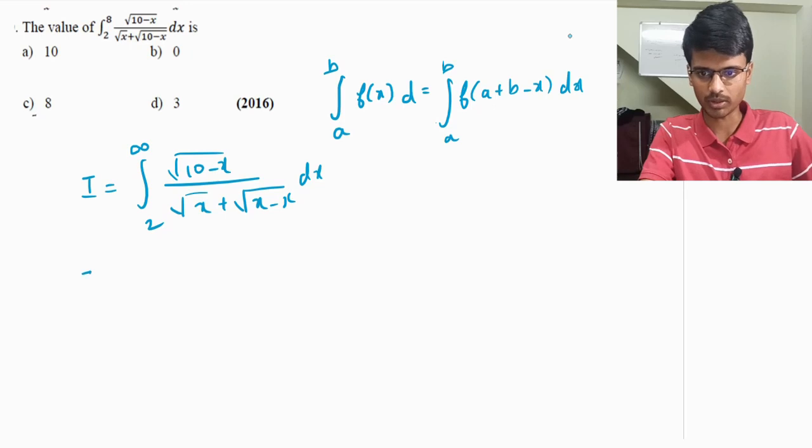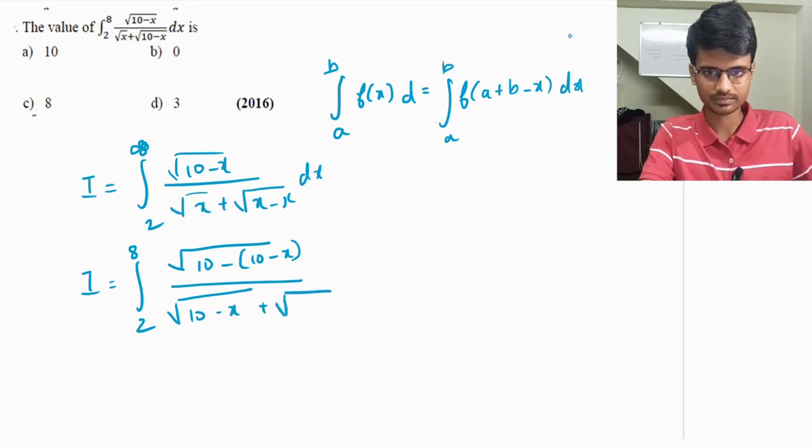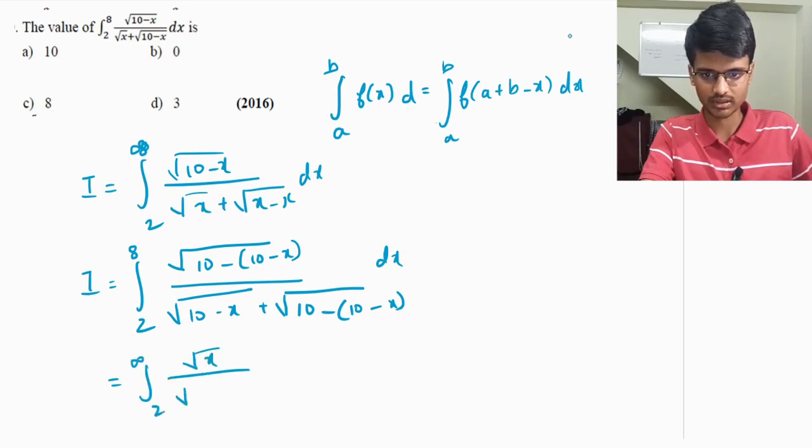Let me apply the property. Sorry, I had written the limit wrongly, it is 2 to 8. I'm so sorry. So here I can replace x with 10 minus x, divided by root of 10 minus x plus root x. What do I get? I get 2 to 8 root x by root of 10 minus x plus root x dx.